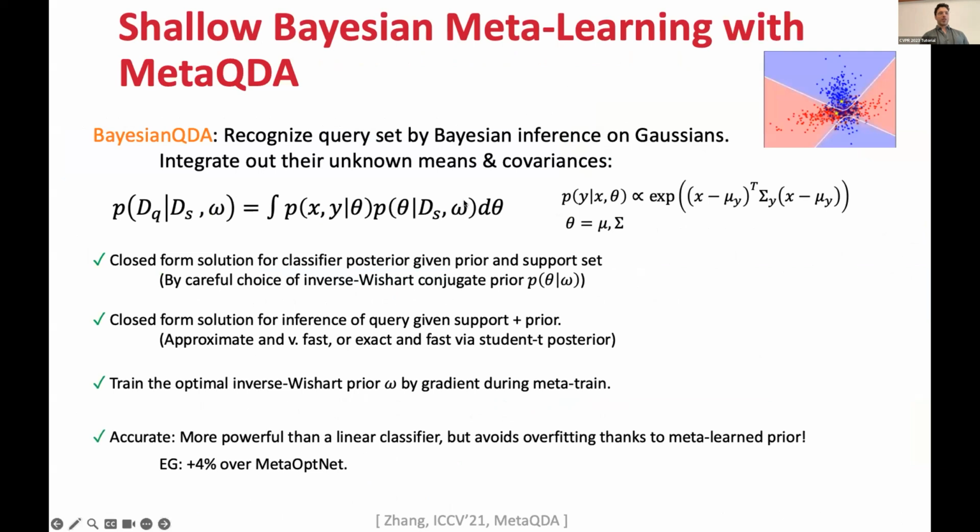Yeah, so now you do the episodic learning, you have closed form solutions for your classifier posterior, closed form solutions for query given support, and you can learn the optimal prior during meta training. And this works out pretty well. You get, for example, a 4% improvement over MetaOptNet, which was a really good classifier layer meta learner before. And so the summary here is that all of this is with the fixed feature extractor, right?